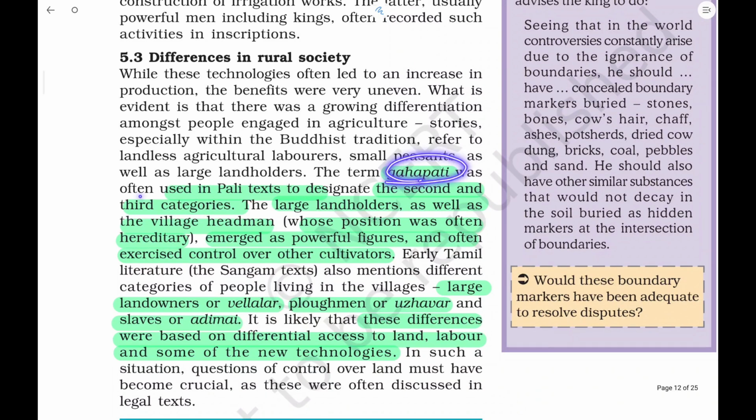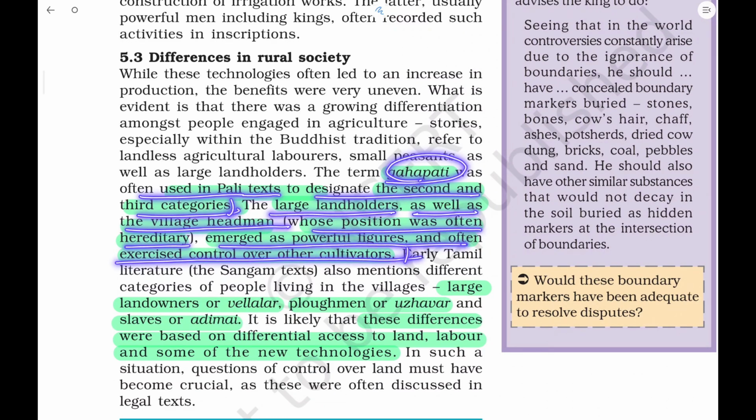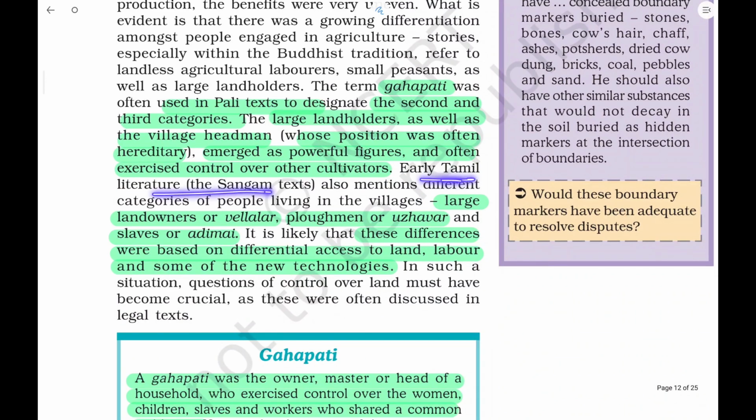The term Gahapati was often used in Pali texts to designate the second and third categories. The large landholders as well as the village headmen, whose position was often hereditary, emerged as powerful figures and exercised control over the cultivators. Now, in Tamil literature, the Sangam texts, large landowners were known as Velelars, plowmen as Uzavar, and slaves as Adimai. These differences were based on differential access to land, labor, and sometimes new technologies. Okay, so this is a very easy and clear concept now.